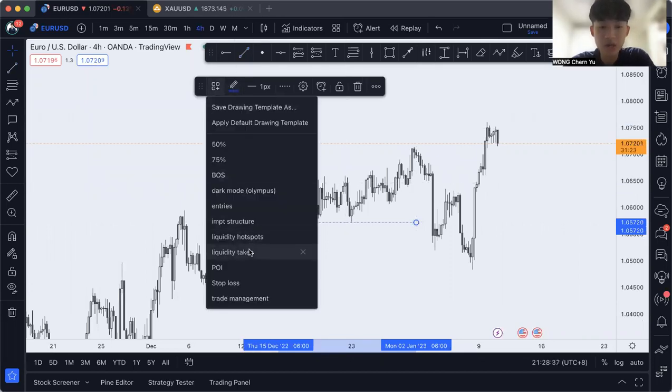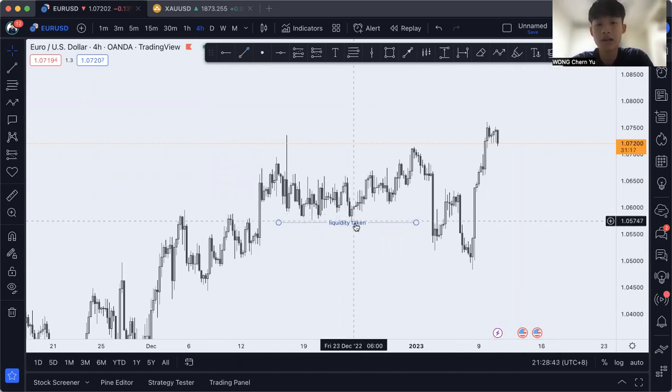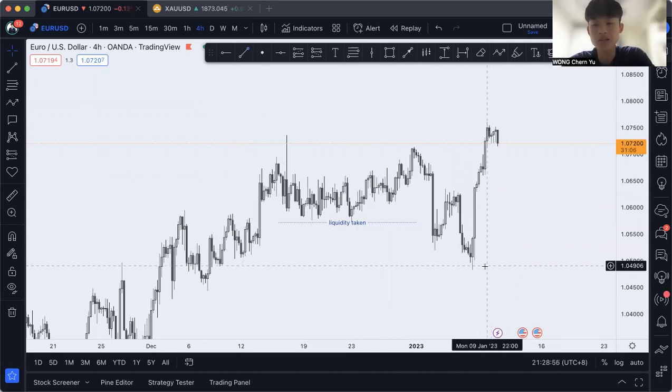When I mean liquidity taken out, it basically means that retail traders place their stop loss over here, in view that price will continue heading up. However, the market decides to go down against that direction, and the moment it went down, the traders all closed or got stopped out of their positions. However, the market then reverses, as we can see over here, bullish again all the way up to break the high.